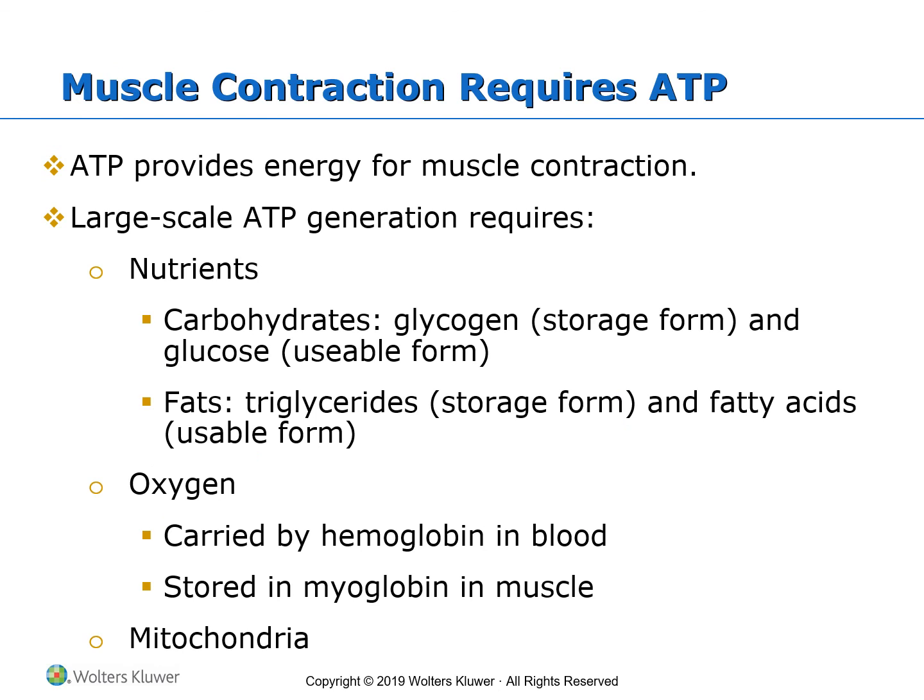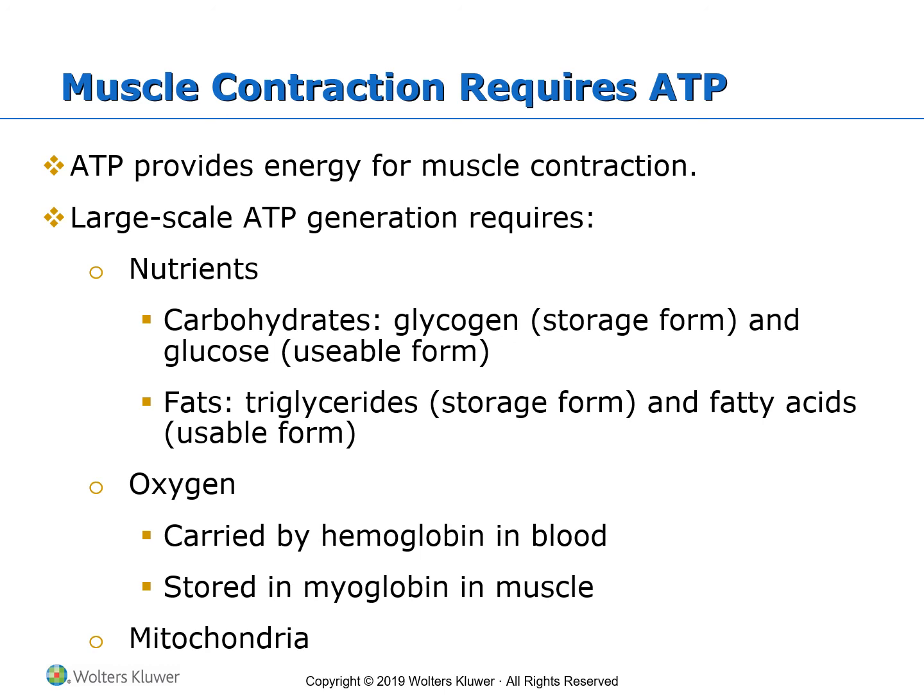Now, we just decided that the muscle contraction can be done only if we have ATP. And ATP is the energy source. ATP provides energy not only for muscle contraction, but also for any type of other active processes in our body. So in order to generate ATP and to have them synthesized, we need nutrients. And the easiest type of nutrient that the body can use will be your carbohydrates.